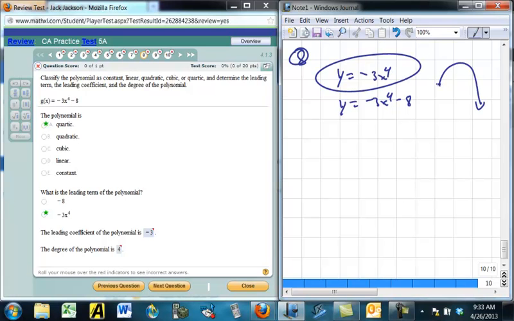So it looks kind of like this on the ends. Not so much necessarily here. In fact, this one it does because it's just been shifted down 8. So the leading coefficient then is going to be the negative 3, and the degree is the power there, which is 4.